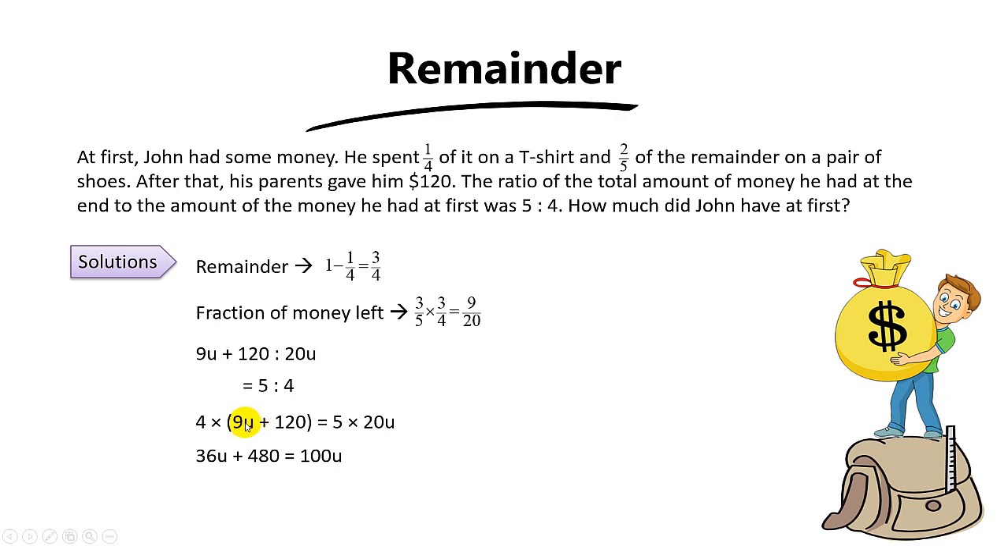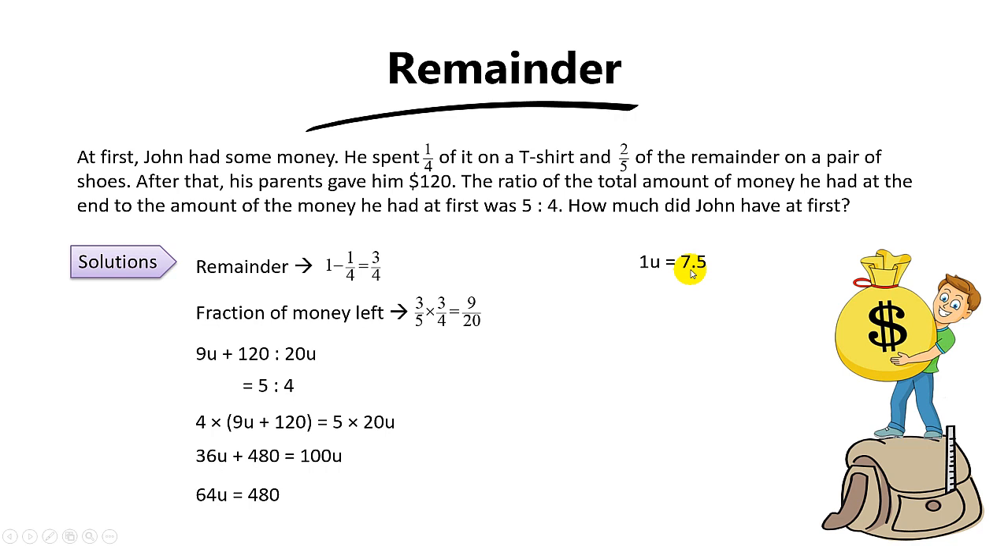So 9 units times 4 gives us 36 units, and 120 times 4 gives us 480. This equals 20 units times 5, which is 100 units. To find 1 unit, we bring these 36 units over. So 100 minus 36, you get 64 units equals 480. To find 1 unit, you take 480 divided by 64, and you get 7.5.